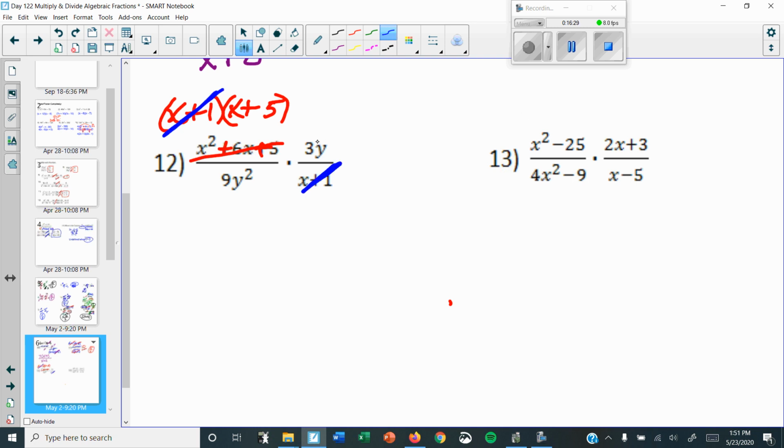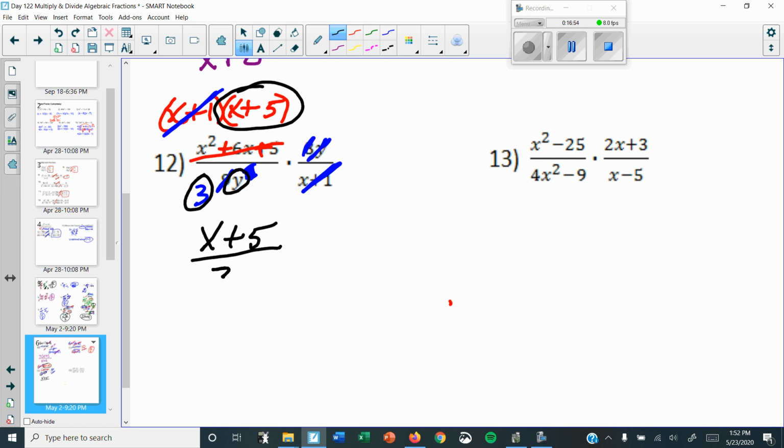Okay, so the 3 and the 9. 3 disappears, 9 divided by 3 is 3. Now with the y's, there's 1 on top, 2 on the bottom. So this y disappears, and we're left with 1 y on the bottom. Is there anything else? No, so what am I left with? There's an X plus 5, and there's a 3, and there's a y. Make sure you get everything. X plus 5 over 3y. And there's your answer.